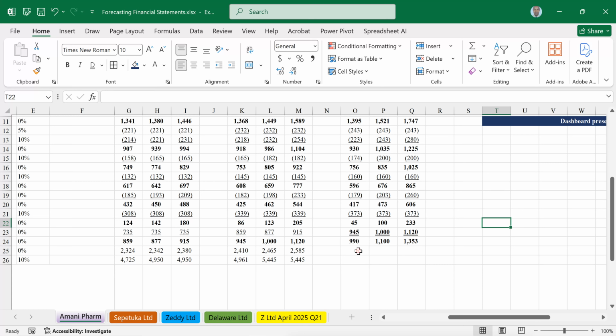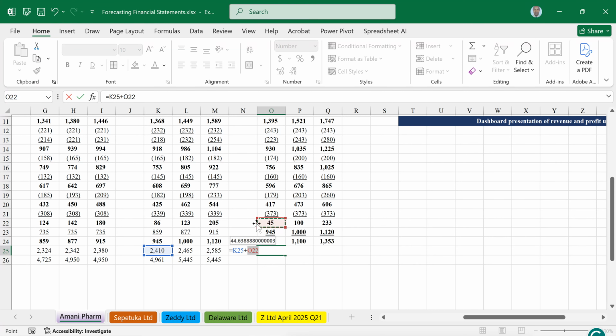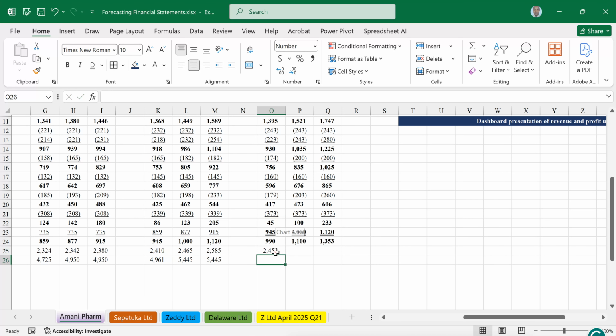Then finally, equity. Equity only changes as a result of changes in profit. That will be equal sign, the previous equity in 2023 plus the profit for the year, the retained earnings for the year. So 2410 plus 45. That gives us up to the last one.